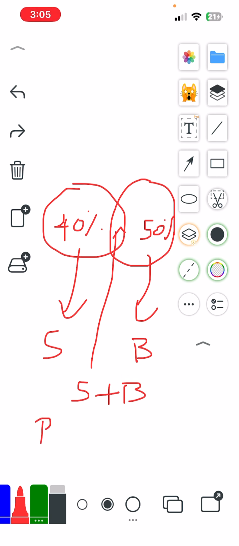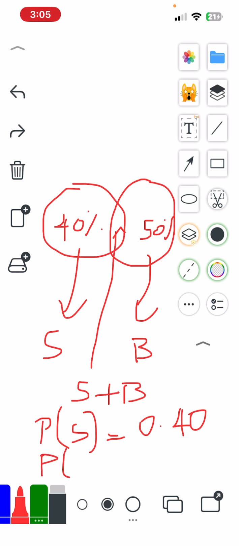So let's say P(S) is equal to 0.40, because 40% play soccer. And if you wanted to write the notation for baseball, the probability of somebody ending up playing baseball if they enrolled in that college or university, this is P(B), baseball. This is 50%, so 0.50.